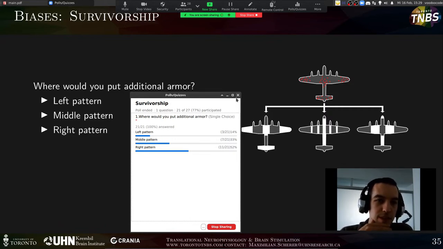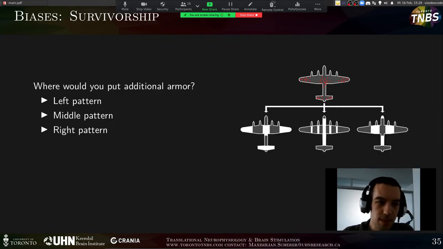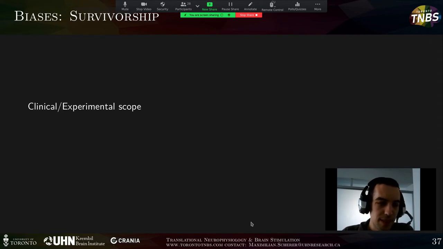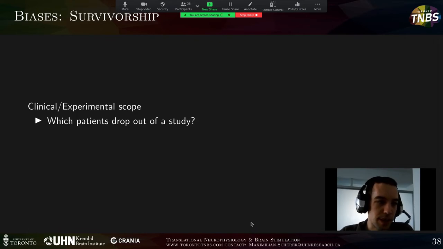What you want to do is go with the right pattern, because that's basically the places where, assuming the planes get equally shot all over the place, they did not come back. So that's what you want to look out for with this one. And the question in the end: how does that apply to what we do in our everyday work?